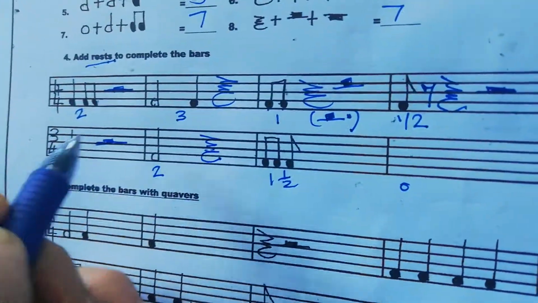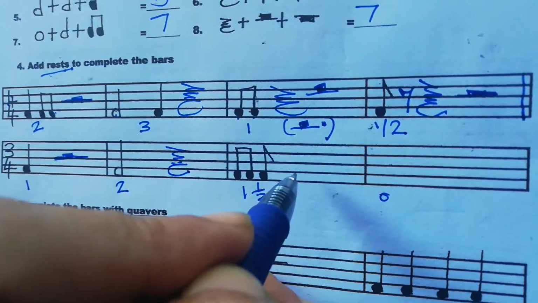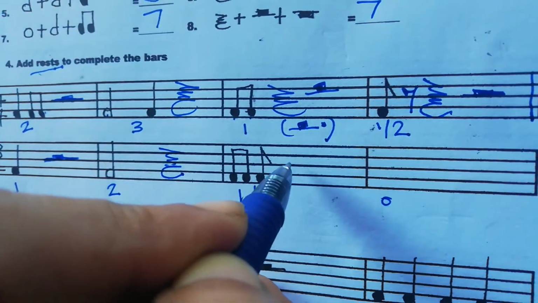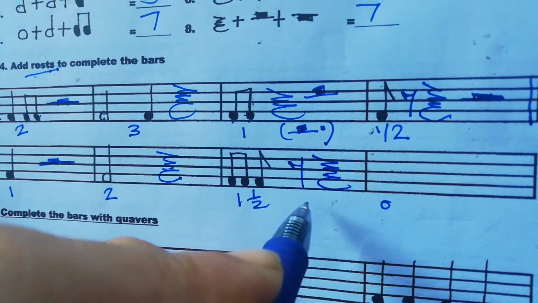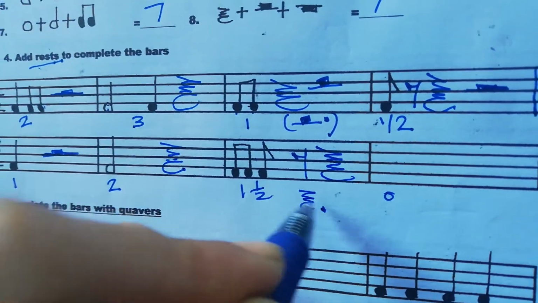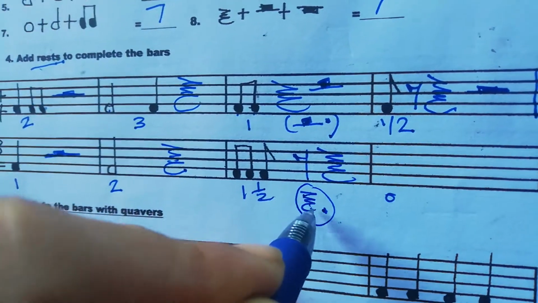Then we've got 3 minus 1.5, which is 1.5. So we can do a quaver and a crotchet, or we could have done a dotted crotchet, which is worth 1.5.